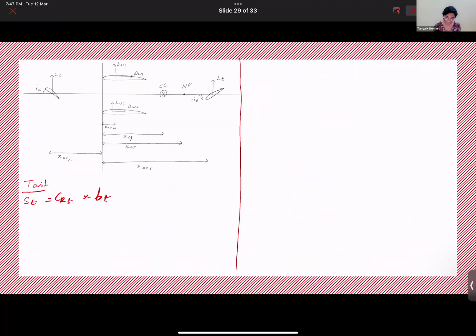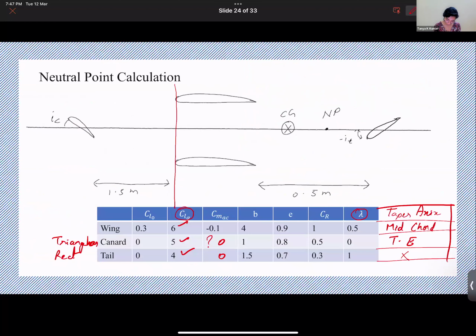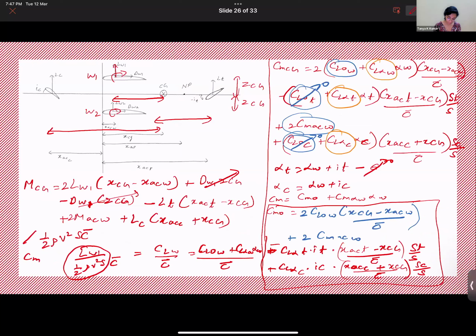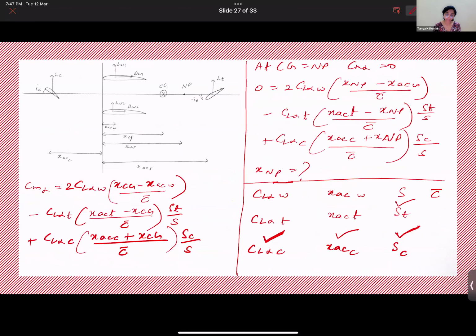That is the area. The root chord was 0.3 and the span was 1.5. So it's 0.3 into 1.5, which is 0.45. So we've got the area of the tail. So this is done. Next, CL alpha of the tail.